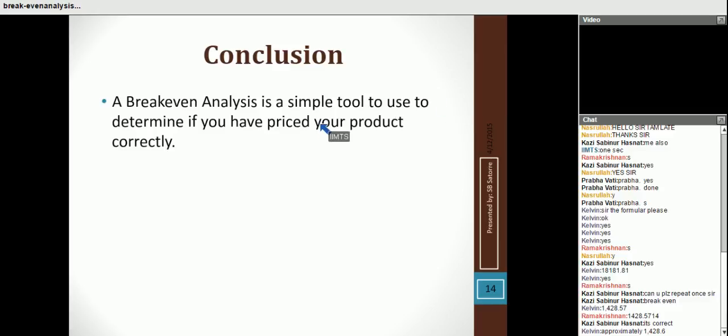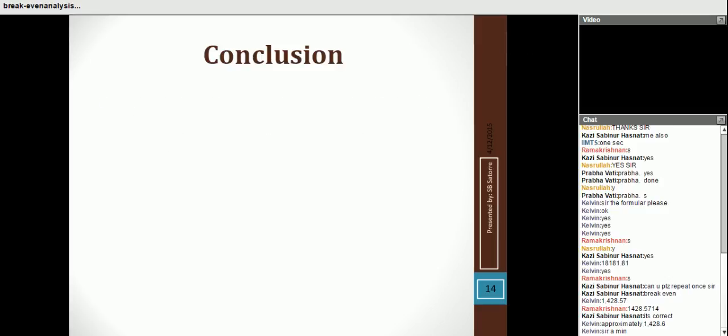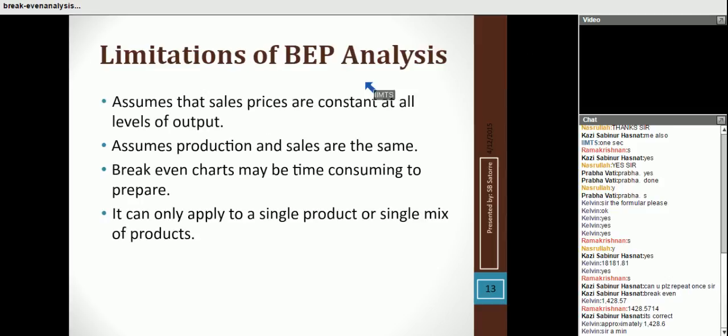A break-even analysis is a simple tool to use to determine if you have priced your product correctly. Okay, sure, Kelvin. Yes, these are the limitations.